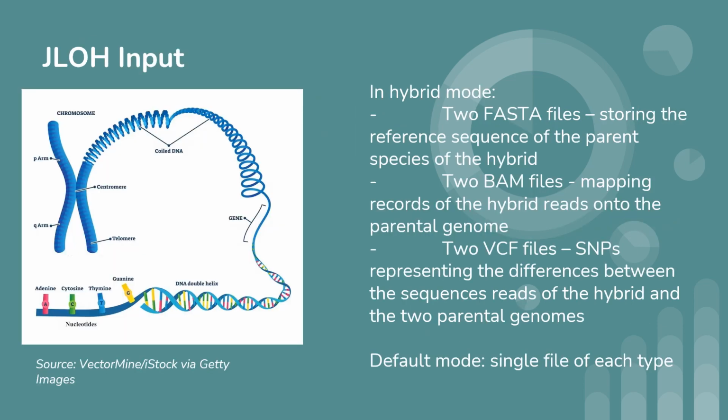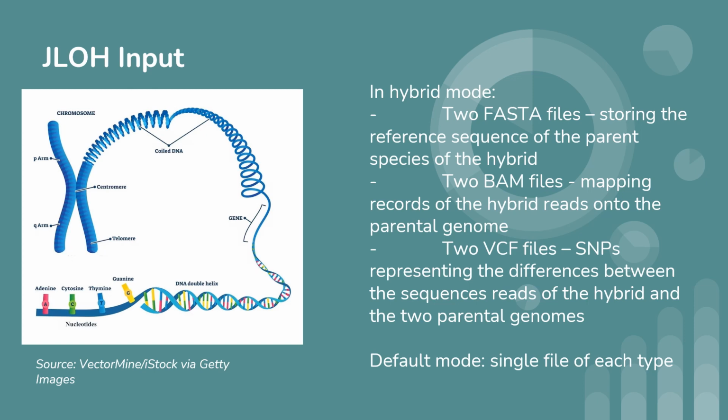To analyze our genomes, first we establish the genome sequences through DNA sequencing, and this data is passed to a computer in the form of text files with the letters A, T, C, and G representing the individual bases. In hybrid mode, the JLO algorithm needs three inputs: two FASTA files storing the reference sequences of the parent species of the hybrid, two BAM files mapping the records of the hybrid reads onto the parental genome, and two VCF files representing the variance between the sequencing reads of the hybrid and the two parental genomes. In default mode, JLO works with a single file of each type.